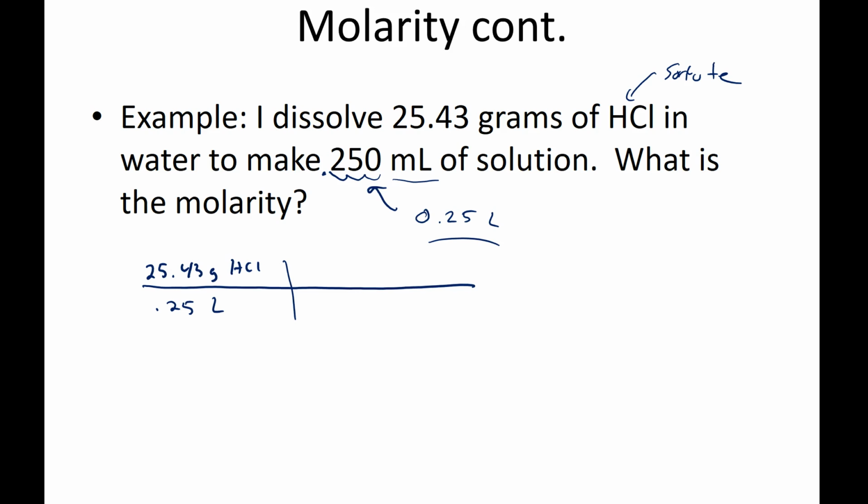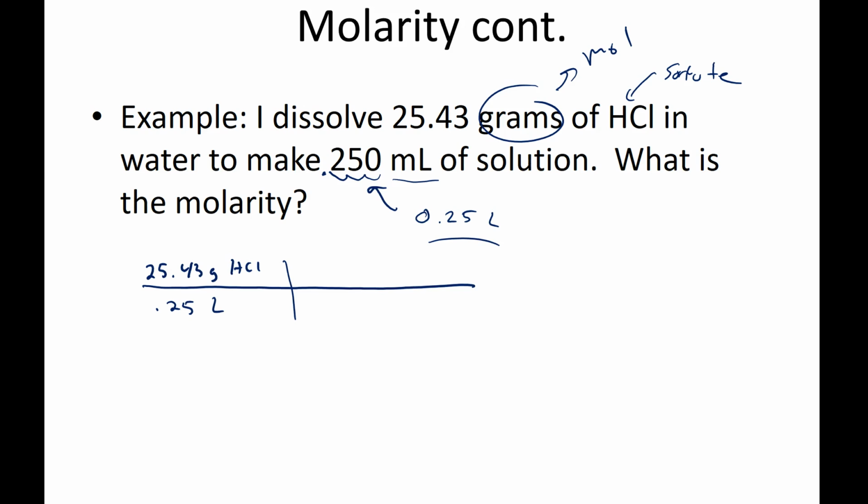So this is my solute in grams, right? I need to convert that to moles. This is already in liters, so I don't have to go through that conversion process. All I have to do is change my top value here from grams to moles. If we were to pretend that 0.25 liters wasn't there, how would I convert that into moles? I would divide by the molar mass of HCl.